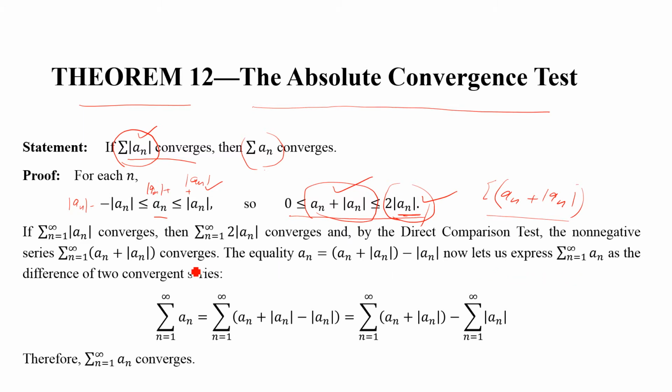So sigma an then can be represented by, just replace an by this value, an plus absolute value of an minus absolute value of an, or we can write it as sigma an plus absolute value of an minus sigma absolute value of an. Now this series is convergent because this is given. Now this series is convergent because we just proved it. So the sum or difference of two convergent series is also convergent. Okay, so this means that sigma an is also convergent.